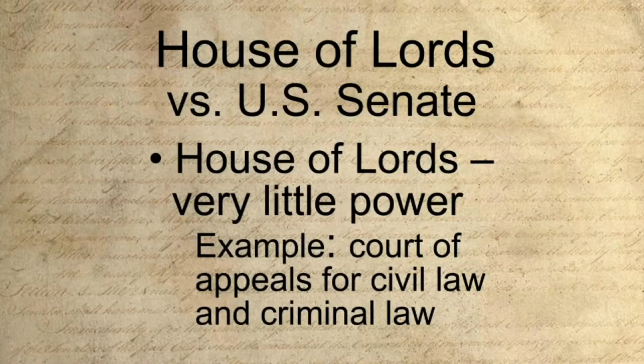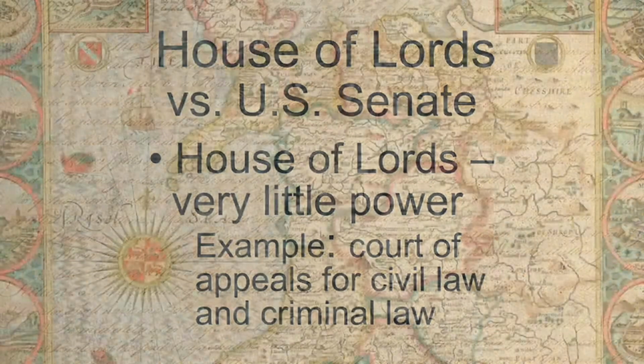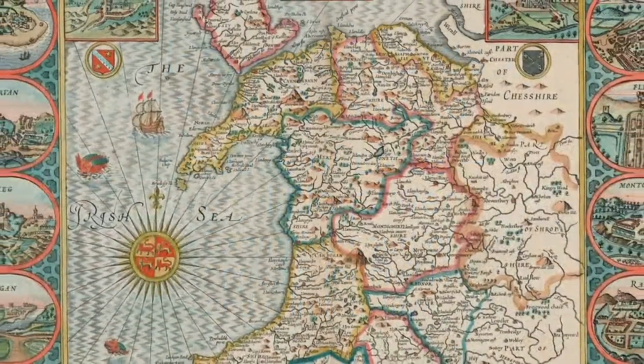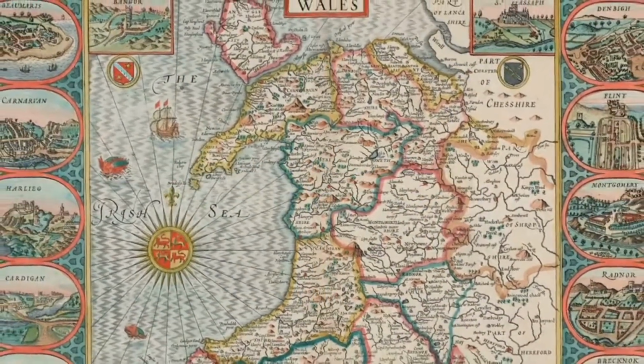The House of Lords does not have very much power anymore. It still is the branch which is the ultimate court of appeals for civil law in England, and still is the ultimate court of law hearing appeals on criminal law from Wales, for example, and Northern Ireland. And when we talk about its constitutional authority, it doesn't begin to compare to the powers wielded by the Senate.